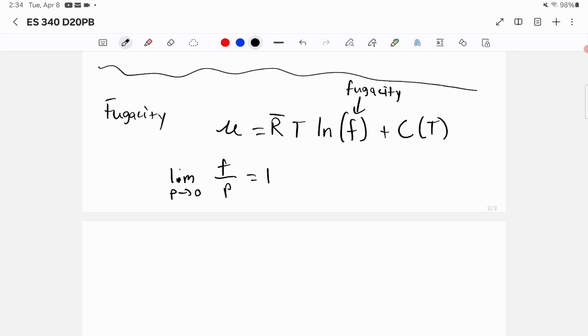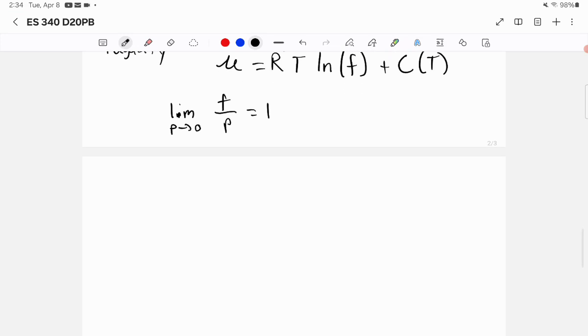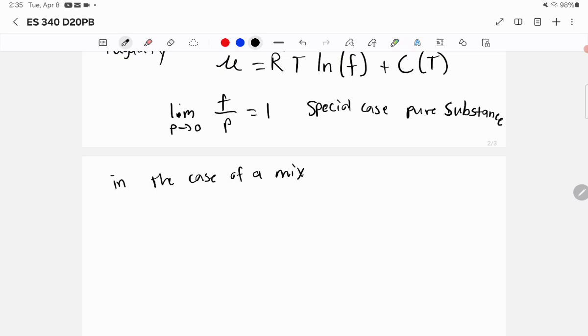This is not true exactly when we have mixtures. The fugacity then, in that case, becomes a molar quantity. So basically, special case, pure substance, not pure phase, which obviously are two different things. In the case of a mixture, the following key detail is true.